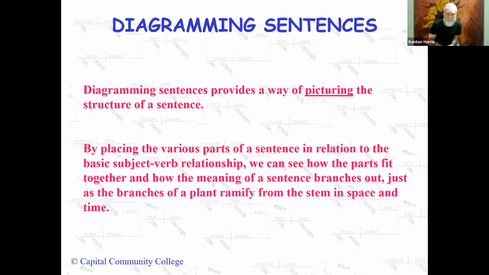Again, continuing on with the PowerPoint, by placing the various parts of a sentence in relation to the basic subject-verb relationship, we can see how the parts fit together and how the meaning of the sentence branches out, just as the branches of a plant ramify from the stem in space and in time. Again, fancy graphics.